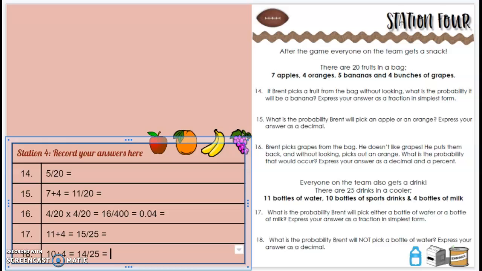Please go ahead and submit your assignment through Canvas, and you have now completed these stations 1 through 4 for the simulation and predictions for this unit. Thank you. I hope you guys had fun.